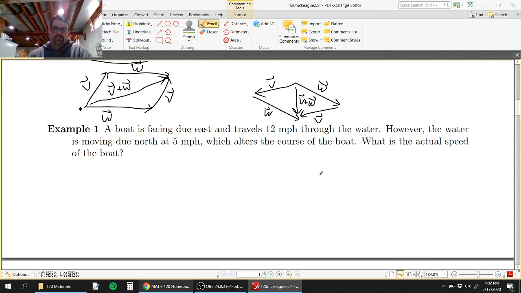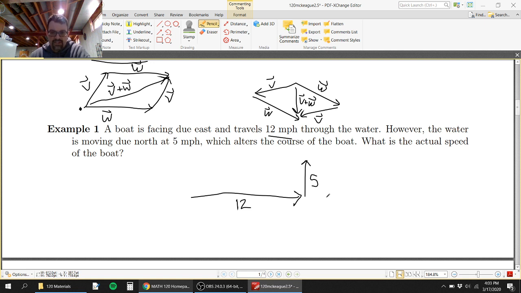All right, here's a kind of situation where we use these, and situations where we'll see them a lot. So, a boat is facing due east. If it was just sitting on a pond and the water wasn't moving, it would go 12 miles an hour straight east. So if we drew a vector for that, it would look like this, length 12. All right, but we're not on still water. We're on water moving north at 5 miles an hour. And so we think of the water's speed vector, and we're going to add that to the boat's. Going due north would be pointing straight up in our picture.